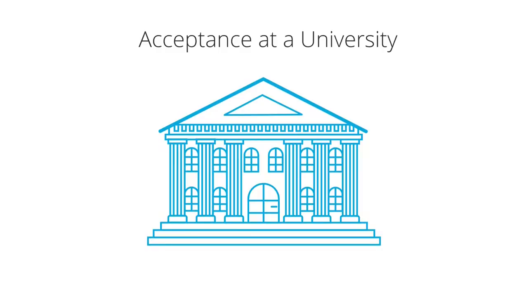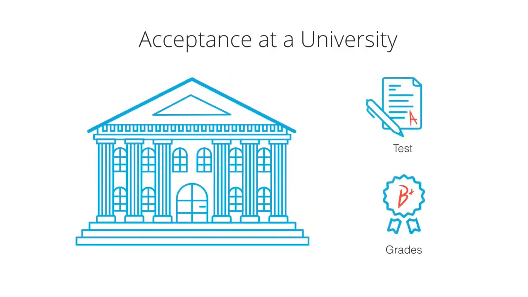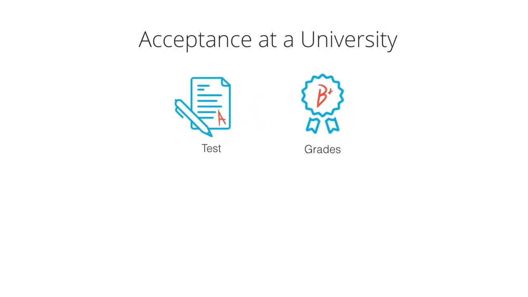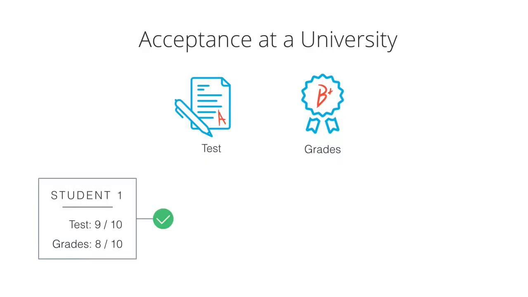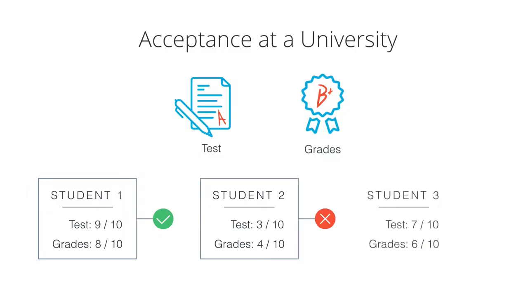Now, let's say we're the admissions office at a university and we're trying to figure out which students to admit. We're going to admit them or reject them based on two pieces of information: an entrance test we provide them and their grades from school. So for example, here we have student 1 with scores of 9 in the test and 8 in the grades, and that student got accepted. We also have student 2 with scores of 3 in the test and 4 in the grades, and that student did not get accepted. And then a new student comes in, student 3. This person has scores of 7 and 6, and the question is, should we accept them or not?